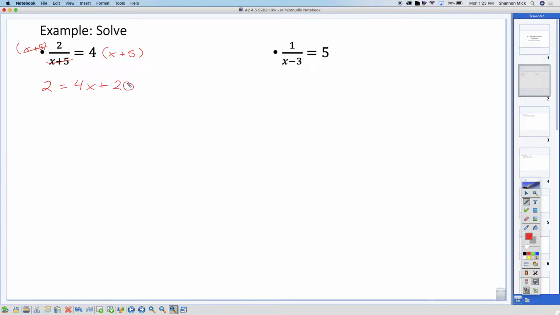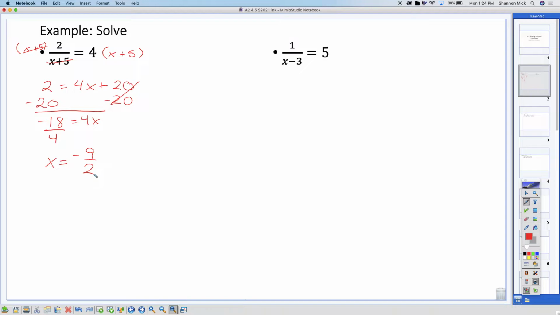And this is something you guys have dealt with over and over, yes? How about subtract the 20? Why are we subtracting the 20? Because the 20 is positive, moving it over. I was trying to get it to where we were factoring, but it's first degree, so I don't need to factor. So divide by 4. So x equals negative 9 halves.